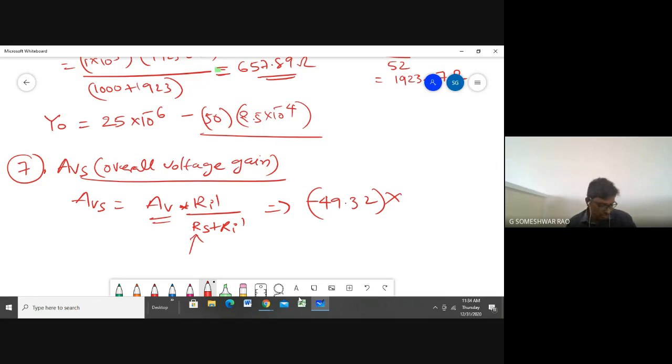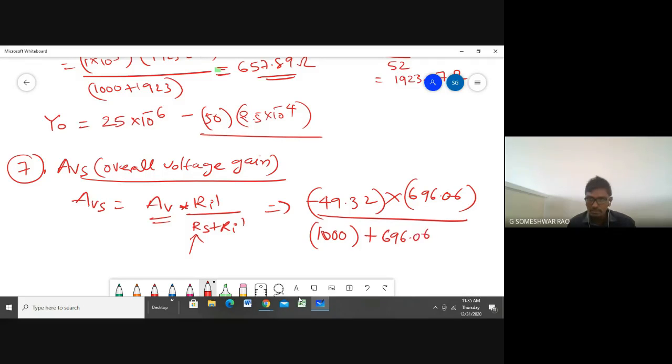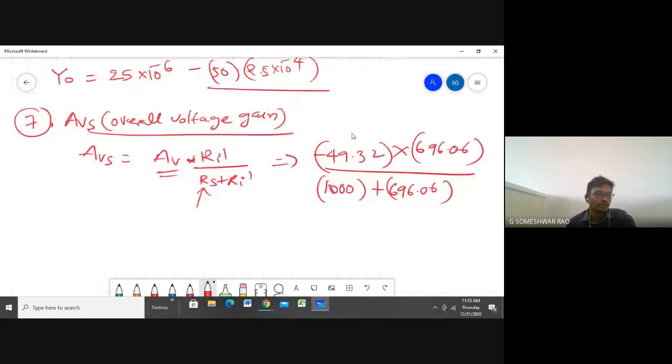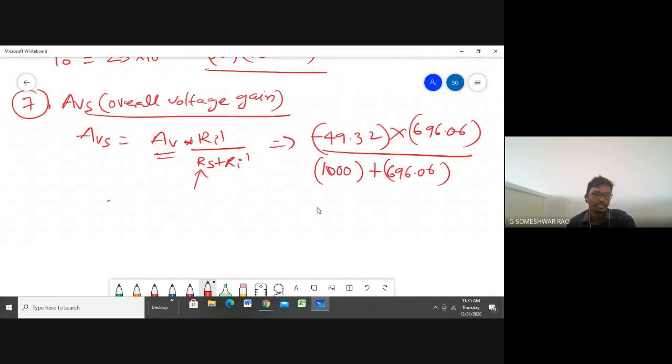So what is Ri dash? You told 696.06 divided by Rs, which is 1 kilo ohm, so 1000 plus Ri dash, 696.06. So what is the value of this AVS? Please write it. Calculate and tell me what AVS you obtained.